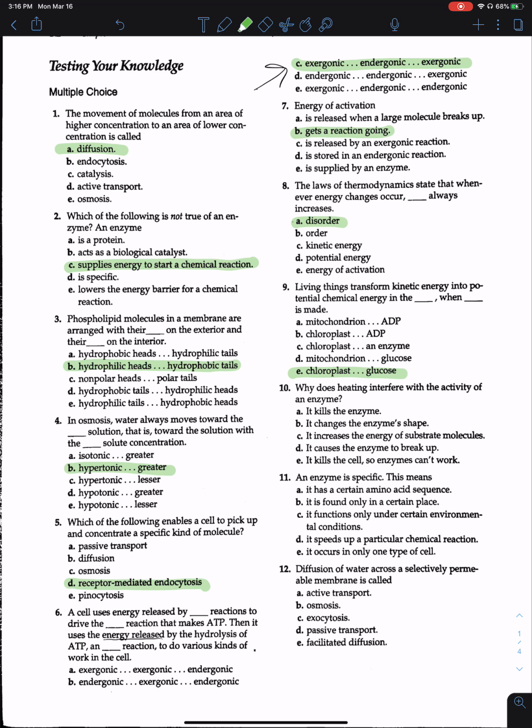But if we keep going, C has a chloroplast and then an enzyme. No, that's not how enzymes work. D says mitochondria with glucose. Interesting answer, but remember, glucose is actually broken down in order to release ATP from the mitochondria. That's why you have to eat food, right? So E is the actual correct one.